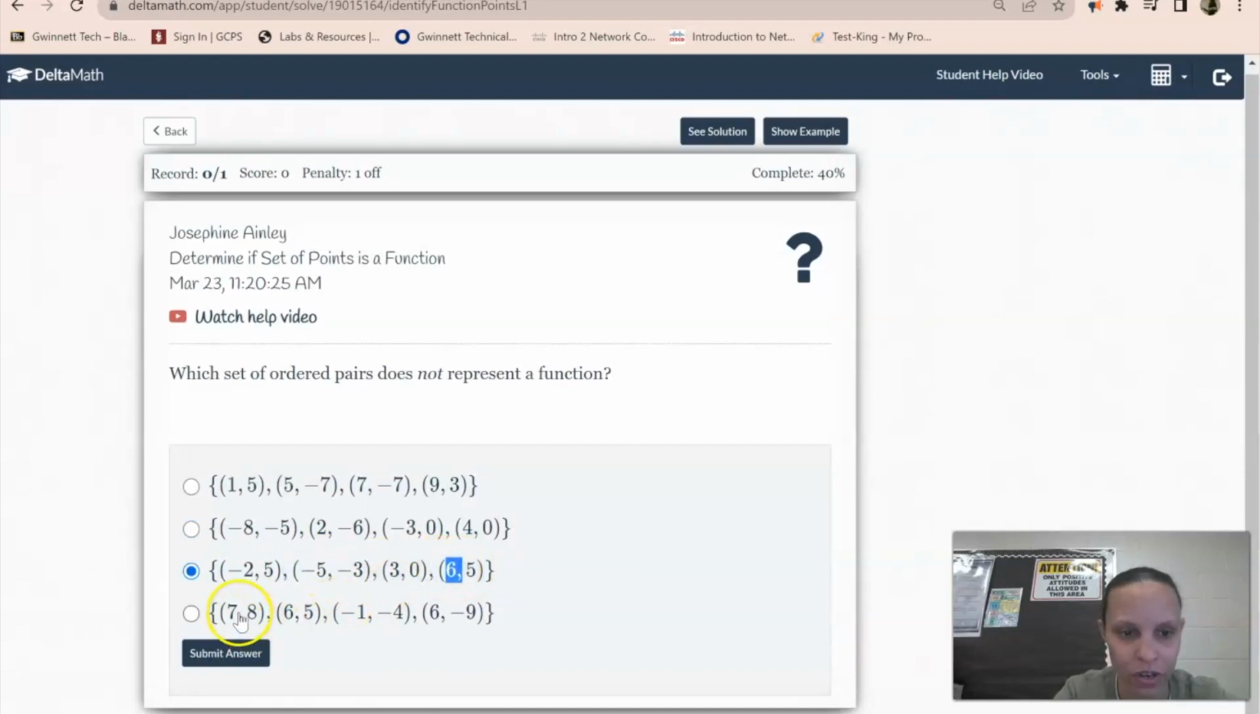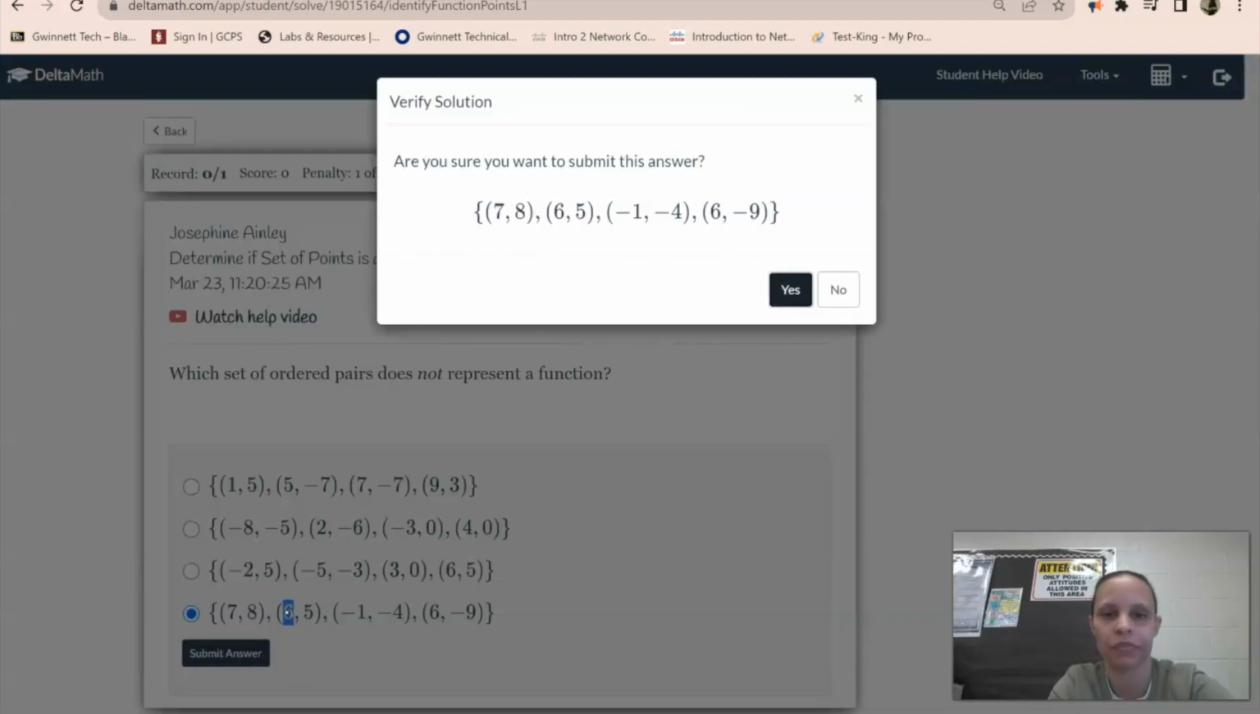No, so that is a function. 7, 6, -1, and 6. Did that repeat? Yes, so the 6's are repeating. So because x is repeating, that is not a function. Be very careful what the question is reading. So this is saying which one is not a function, the one that repeats.